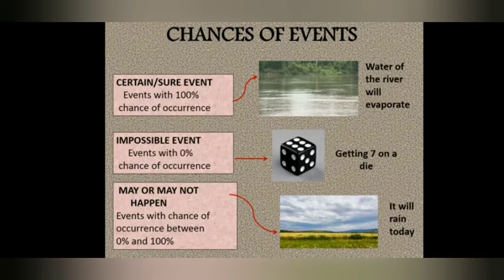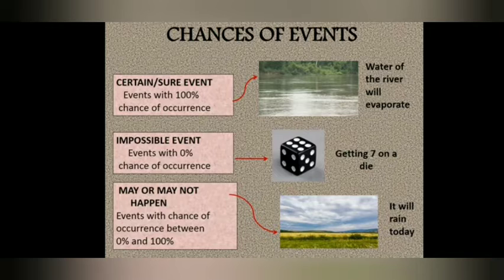Now let's see other chances of an event. Events can be considered as 3 types. First, the certain or sure event. This event occurs 100%. These are events with a 100% chance of occurrence. For example, the water of the river will evaporate. In the river, water gets evaporated. It is a 100% occurring event. That kind of event is called a certain event.